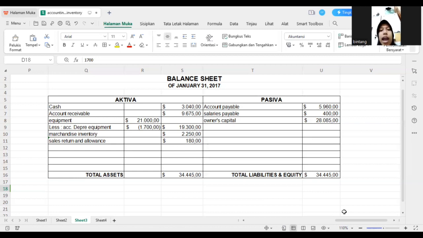And the total assets, we get $34,445. And on the liabilities side, we get accounts payable. The amount is $5,960. Salaries payable $400. Owner's capital $28,085. And we add that and get total liabilities and equity is $34,445. And that's all for me.